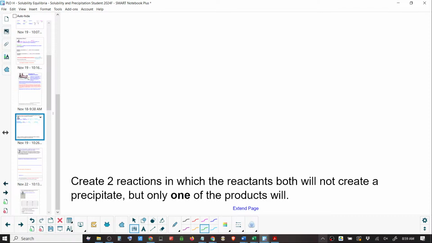Silver hydroxide. That's one of the products. I think silver hydroxide might precipitate. So, silver hydroxide, hydroxide, no silver. Silver hydroxide.